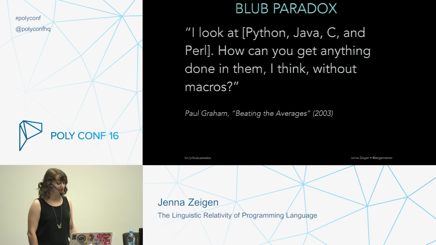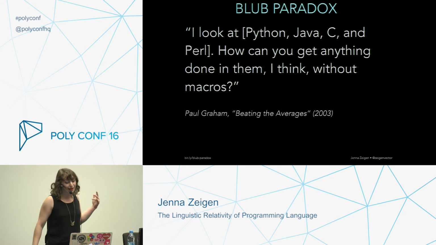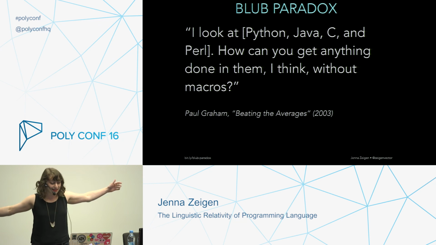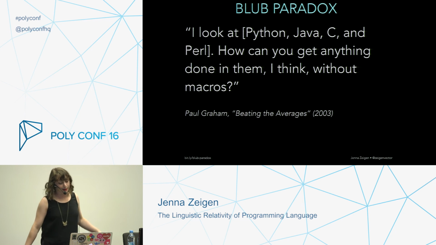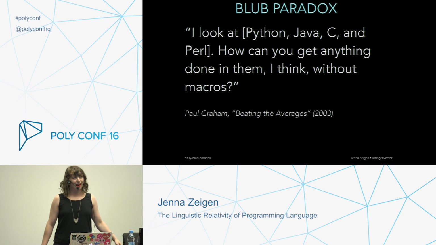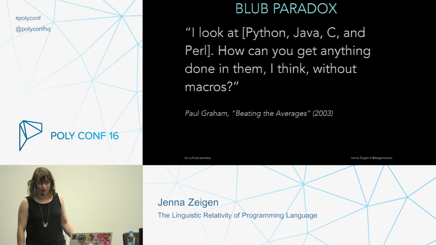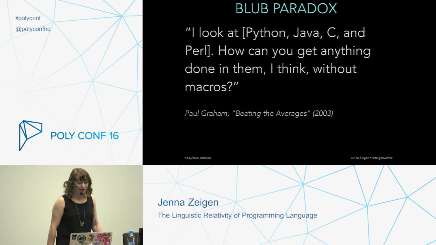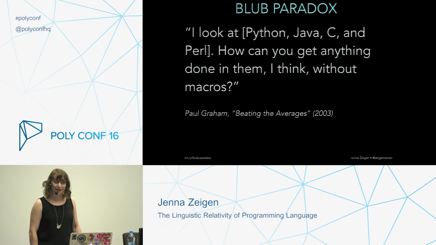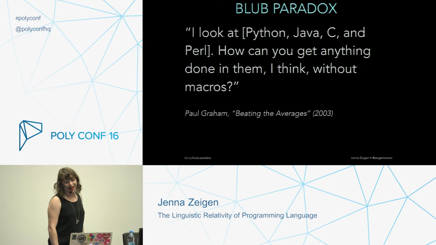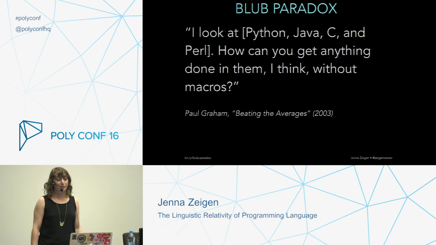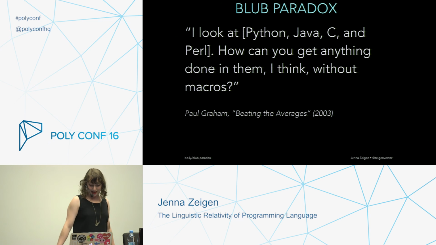So more concretely, Paul Graham says, I look at programmers of Python, Java, C, and Perl. How do they get anything done in them, he thinks, without macros? And here's where I admit that I am a diehard JavaScript programmer, and I therefore have very little insight into what a macro does. But the internet told me that they allow for arbitrary extensions to the programming language, which you can drop into your code later, which sounds pretty cool to me. I would like to have that in JavaScript.